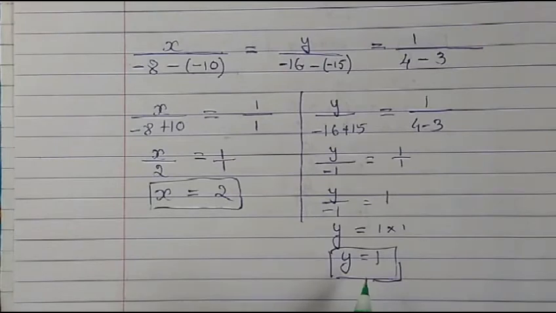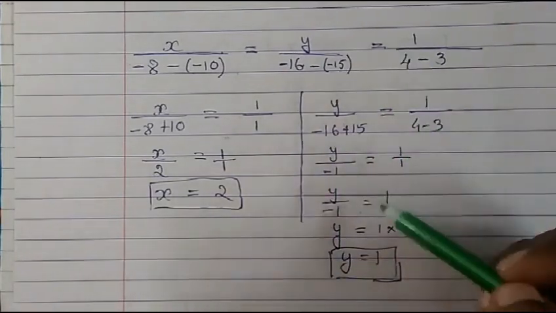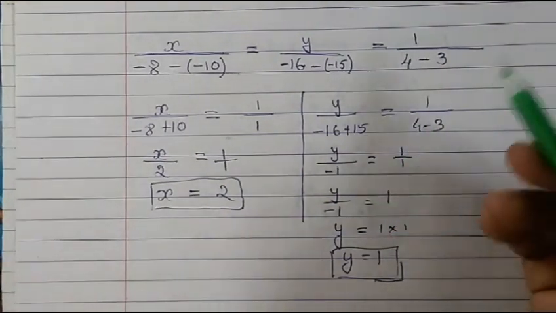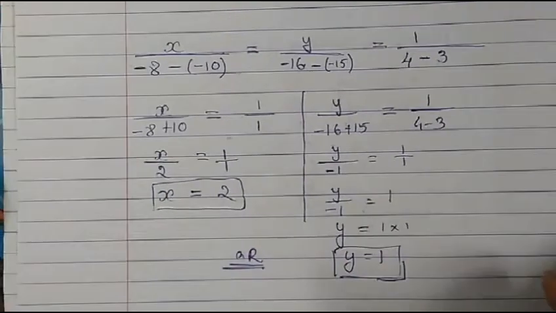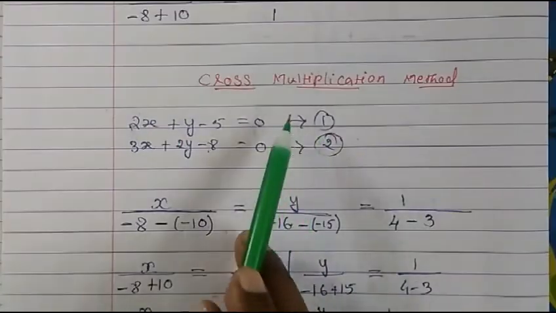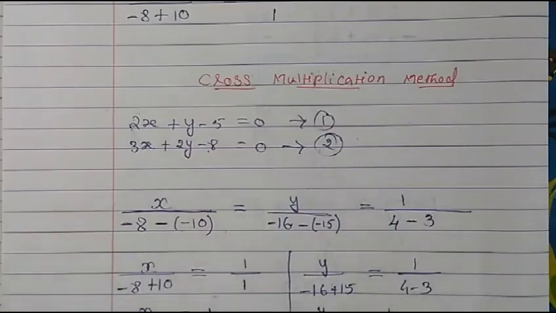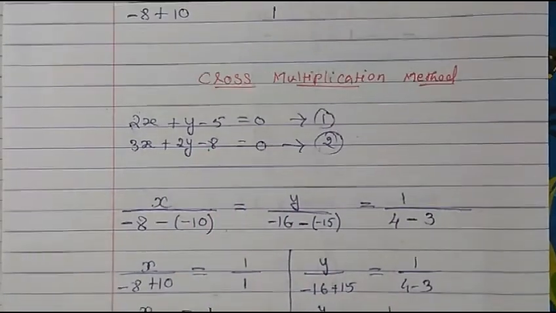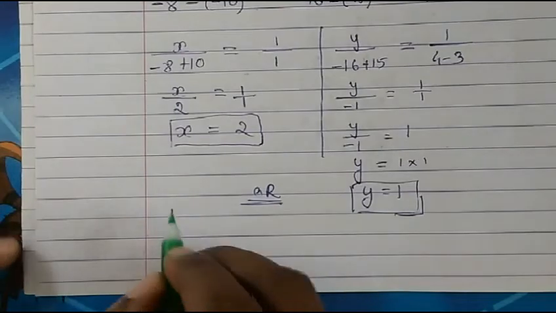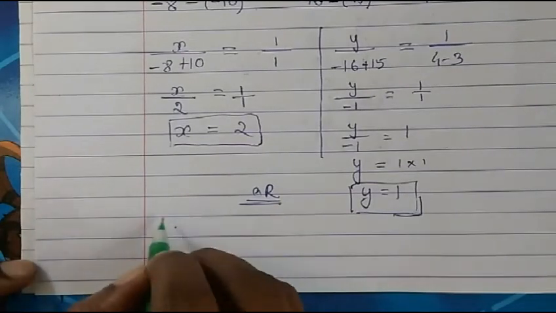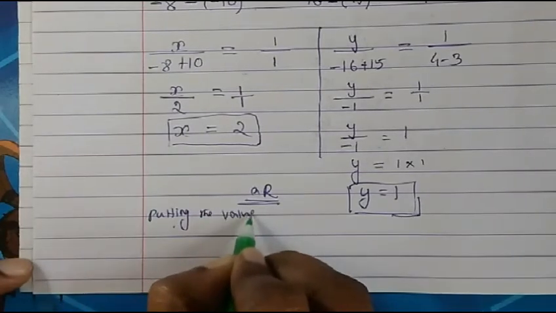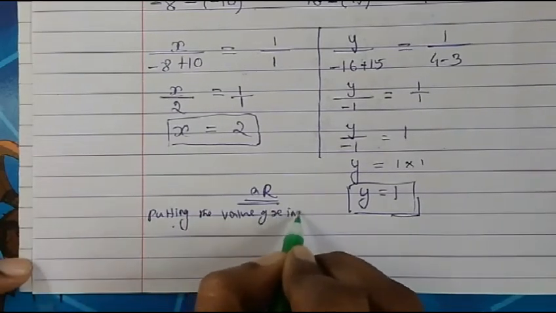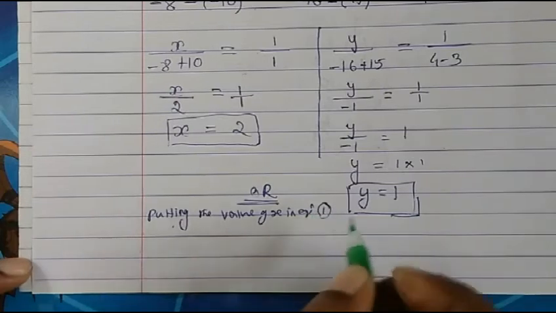There is another way also. Once you get the x value, instead of doing this, you can do it this way. Once you get the x value, put the x value into any one of the equations. When you substitute the x value here, you will get the y value. So let me do it. I'll take putting the value of x in equation 1. Okay.